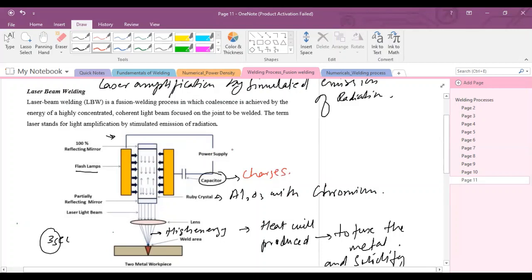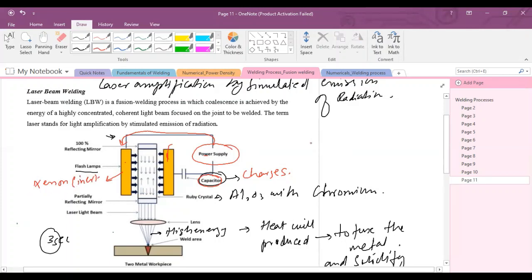And this charge is provided to this power supply, and the power supply will provide the current to both the flash lamps. This part of the flash lamp will get some charges from the capacitor, and this power supply will provide the electric current to this flash lamp. Both the flash lamps have an inert gas called xenon gas. Xenon is the inert gas.